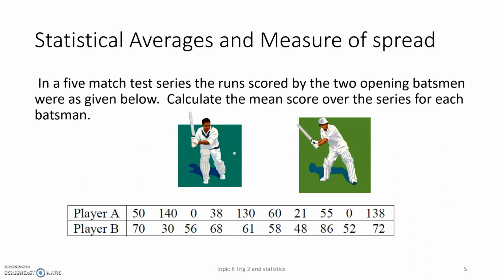We could do these, it's not in a frequency table, so for this one we would need to add them all up and divide by the number of them. Have a go at this, stop the video, and find that the mean for player A is 63.2 runs and the mean for player B is 60.1 runs.